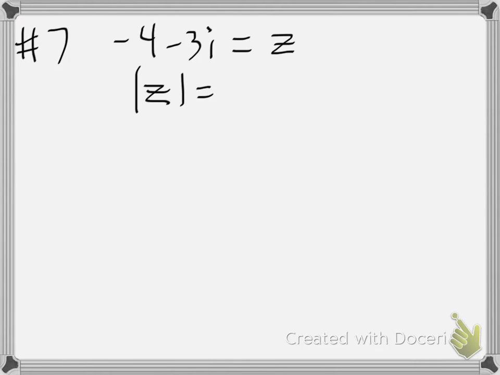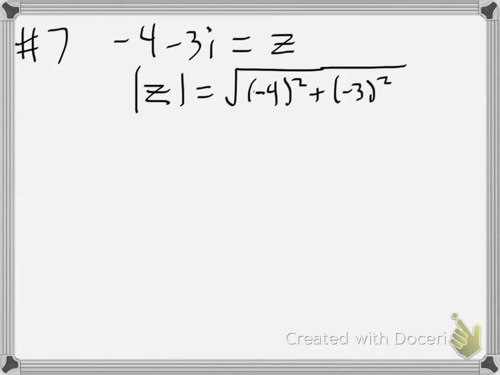Okay, here we are on this next screen, and here's number 7. Number 7 was -4 minus 3i. We'll call that z, then the absolute value of z is the square root of -4 squared plus -3 squared. You notice there's no i there. That turns out to be 16 plus 9, and that is the square root of 25, which is 5.